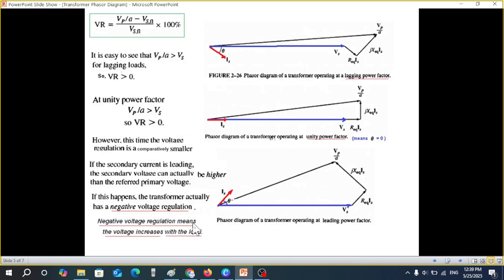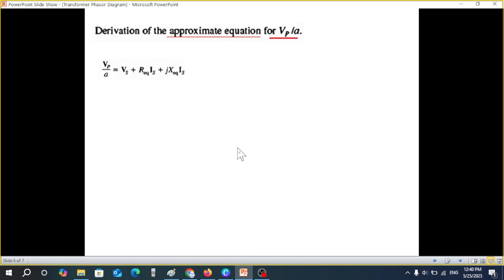Negative voltage regulation means the voltage increases with the load. So as we keep on increasing the load, the secondary voltage increases with the load, and this reduces. So this is an undesirable condition. These are the three cases that we discussed.